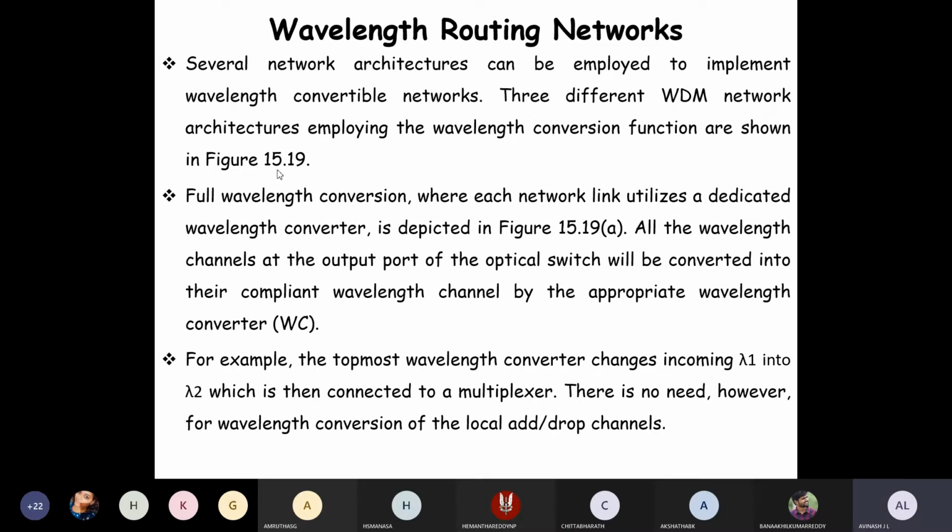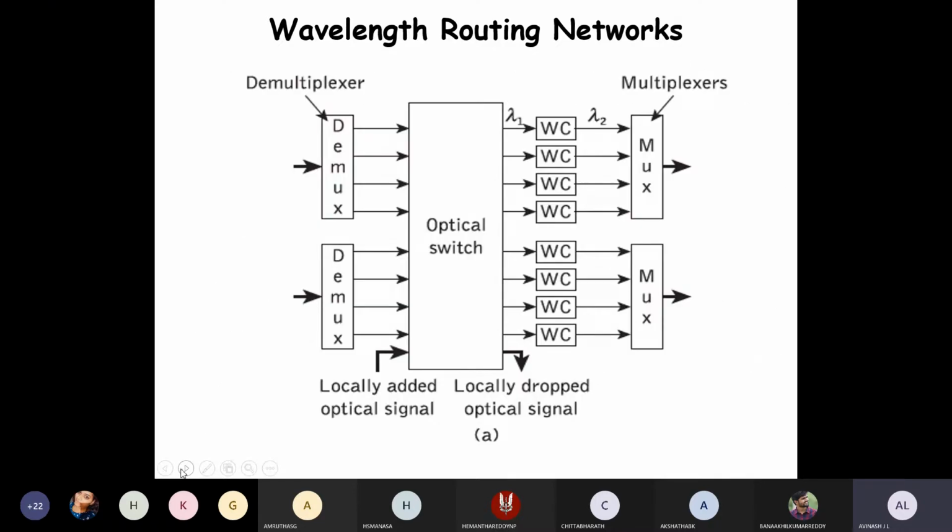In the upcoming figures, 15.19 and so on, you can see the modification we have made in the wavelength routing networks. In figure A, you can see demultiplexers. There may be n number of demultiplexers available, and we can have one extra signal, called the locally added optical signal.